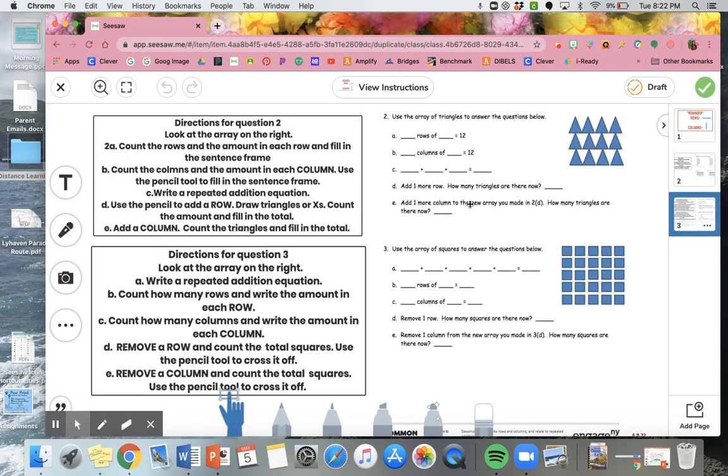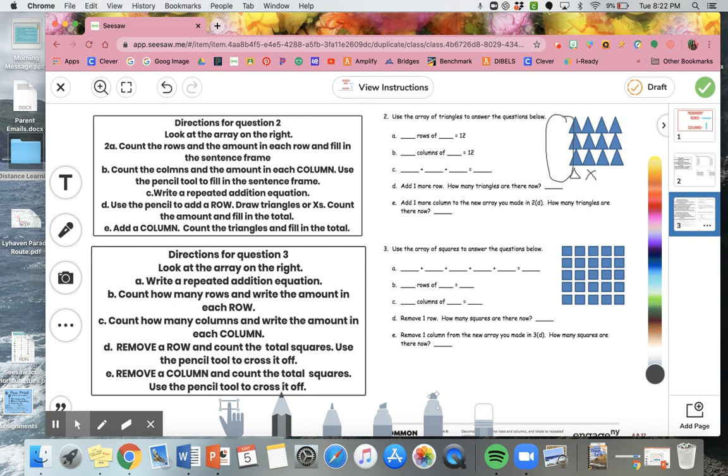And then question number 2. There are a lot of directions here just to help you if you forget what you're supposed to do. Okay, but it's just exactly what I just showed you. You need to fill in the blanks, and then you need to add a row. So you can use this pencil tool, and you can draw the triangles, or you could just draw X's, okay? Whatever you want. And then you need to write how many triangles there are, and then you need to add a column, okay? So you would add a column right here of triangles or X's. And then use your repeated addition equation. That's your strategy to help you find the product.